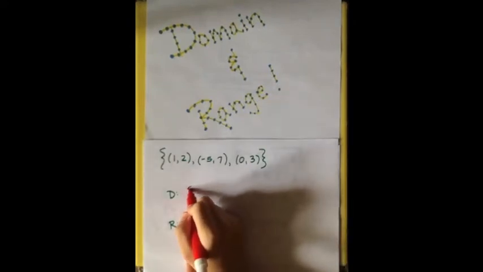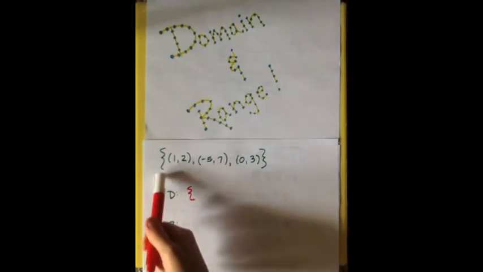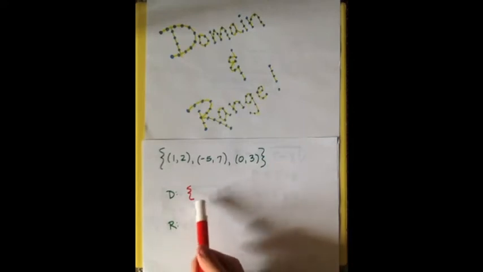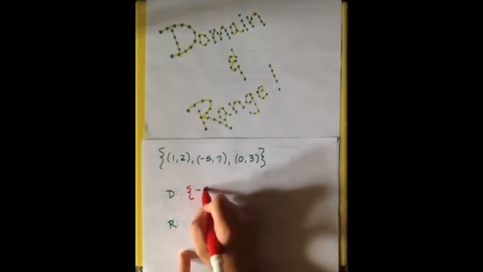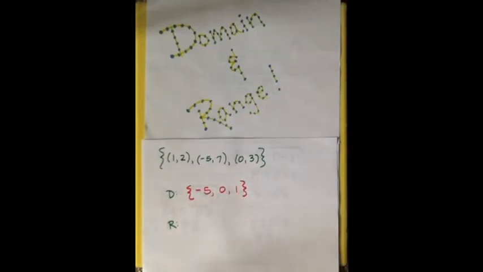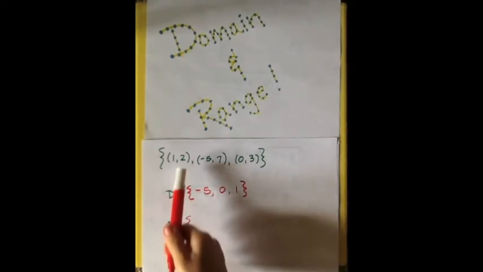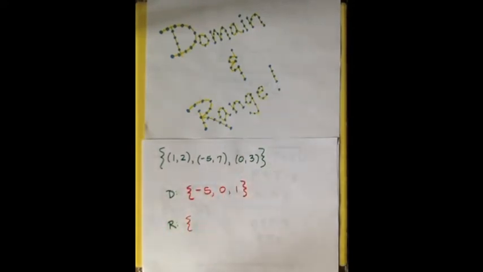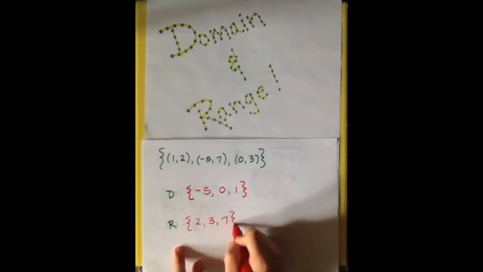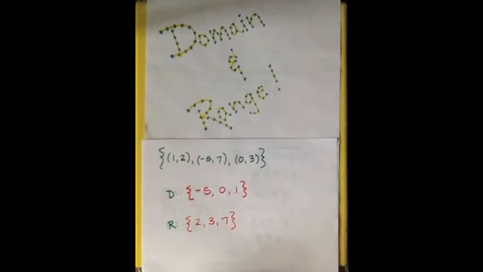And generally with domain and range, you want to go from least to greatest. So we're going to list our domain. And since it's in a list, that's what these little brackets on the outside are, our domain and range are going to also be lists. So lowest number, -5, then 0, and then 1. So that's my domain for that one. My range, I have 2, 7, and 3. So least to greatest is going to give me 2, 3, and 7.